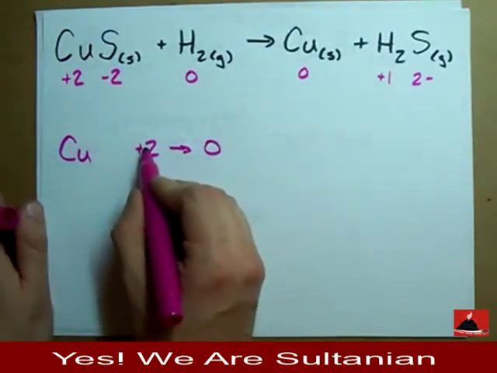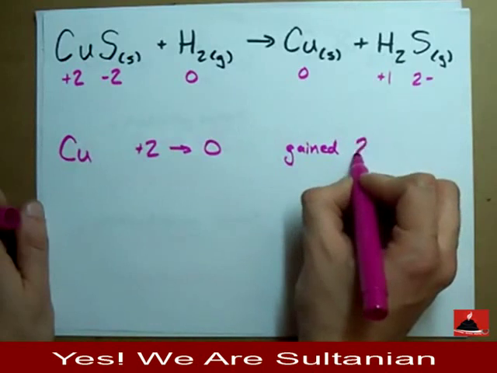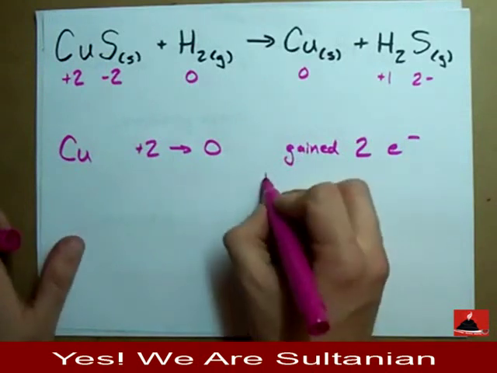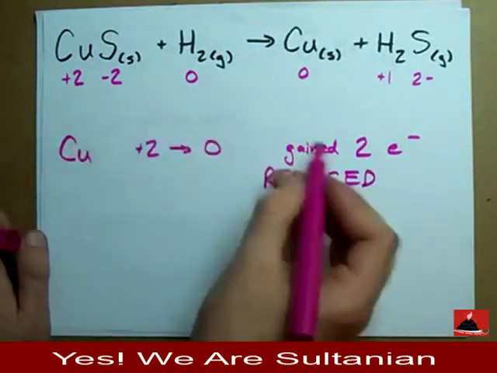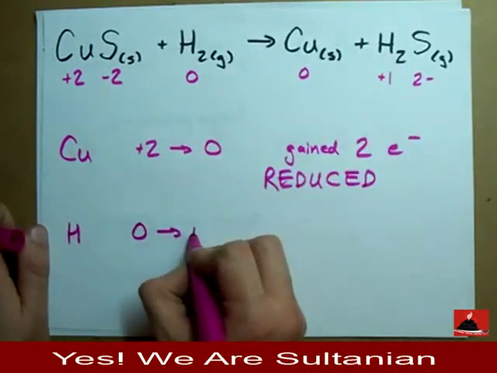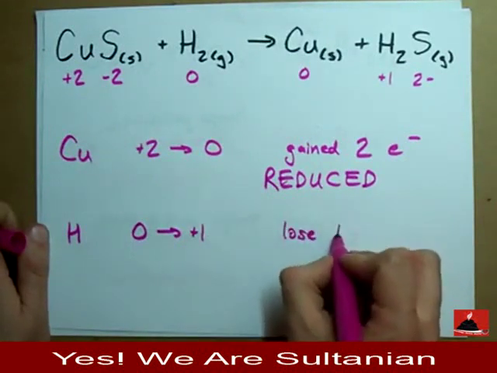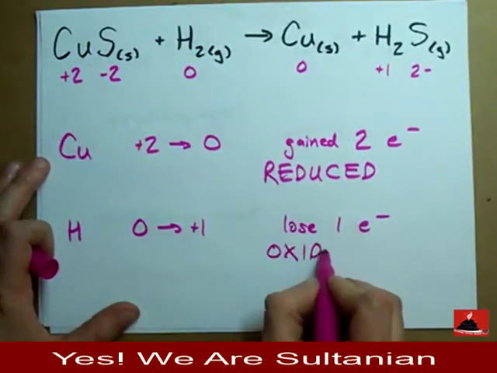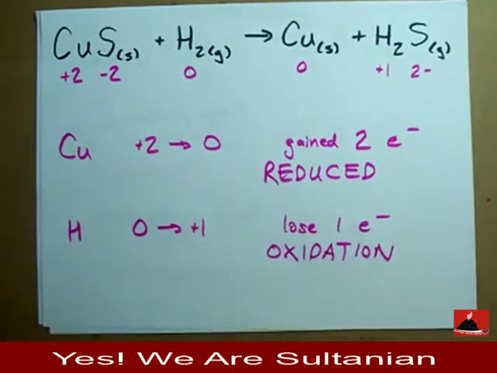That seems like it's getting more negative. In order to go from plus 2 to 0, it had to gain 2 electrons. Gain means that's the thing that was reduced. What else changed here? It looks like hydrogen went from a charge of 0 up to a charge of plus 1. To get more positive, you had to lose one electron. And in that case, a loss of electrons? Well, that's an oxidation. So, the copper was reduced and the hydrogen was oxidized.